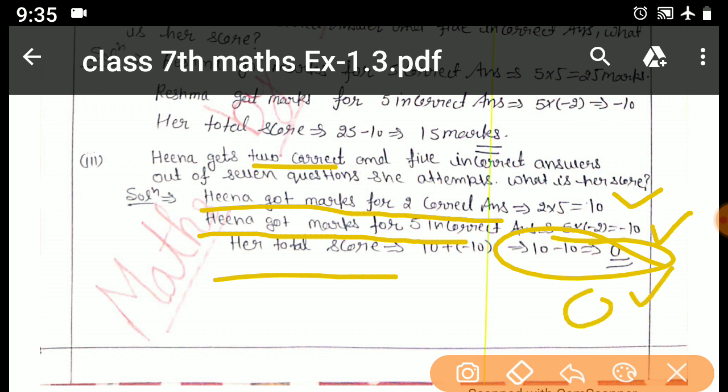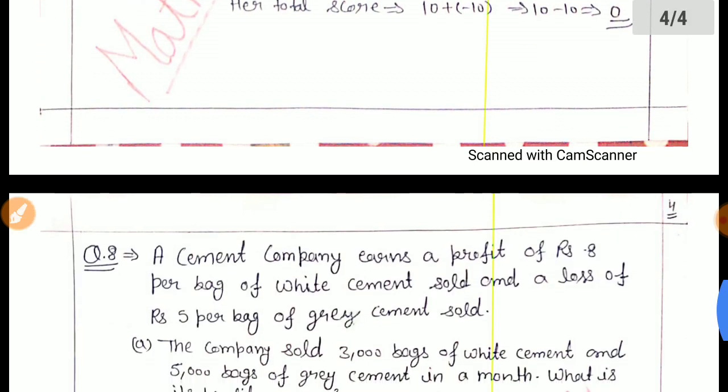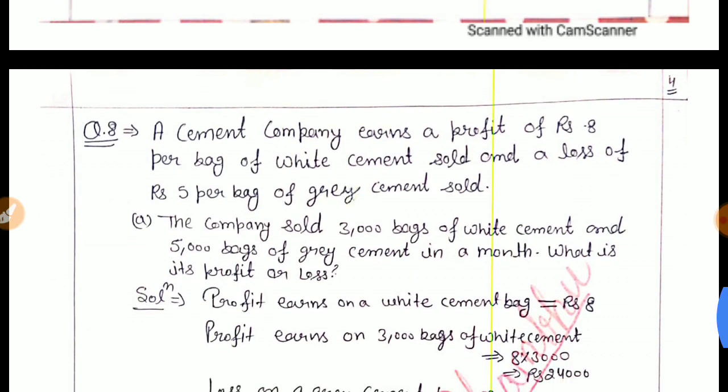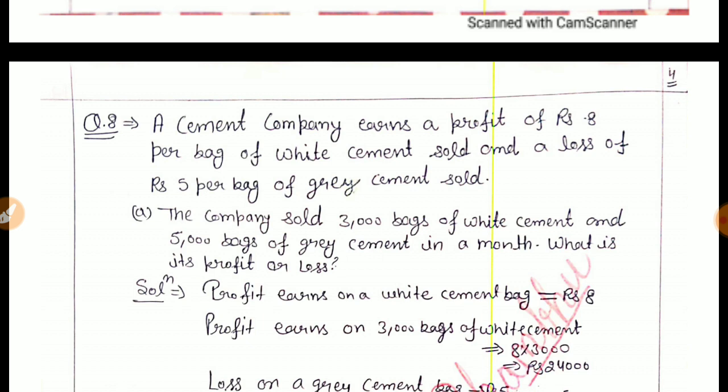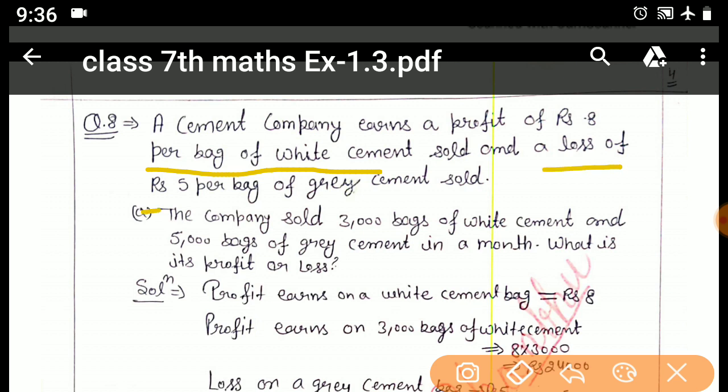Dear students, watch this video up to last. We have just 2 questions left, and these are very important questions. So question 8 is, a cement company earns a profit of rupees 8 per bag of white cement sold and a loss of rupees 5 per bag of grey cement. The company gets 8 rupees profit on a white cement bag and 5 rupees loss on a grey cement bag.